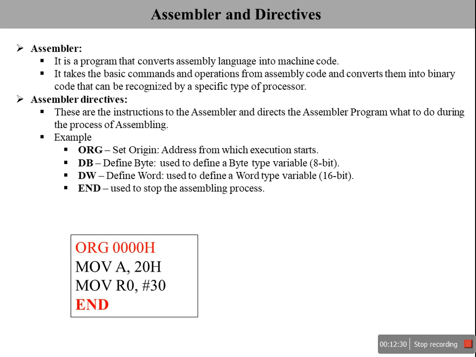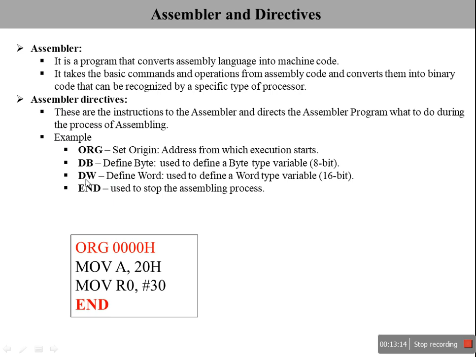Then, along with the assembler, we have some assembler directives. Assembler directives are instructions to the assembler and direct the assembler program what to do during the process of assembling. Assembly language is specific to a particular microprocessor or microcontroller, whereas to convert assembly language to machine language, we need an assembler. When the assembler is converting your assembly language to machine language, it needs to do certain tasks. Those tasks that an assembler should do are called directives of the assembler.